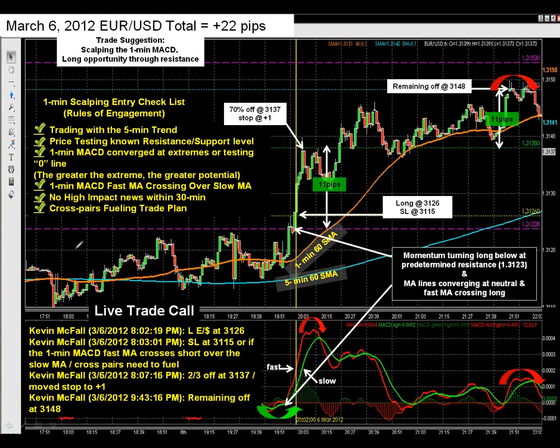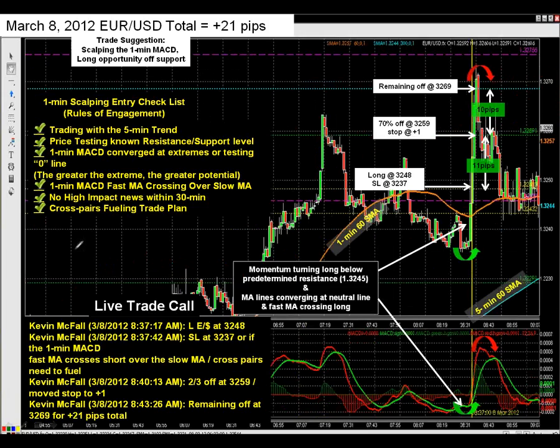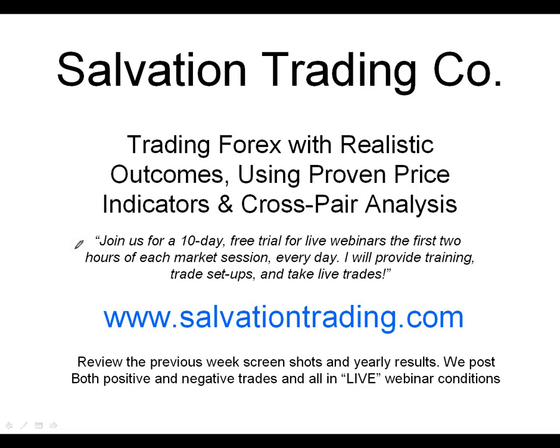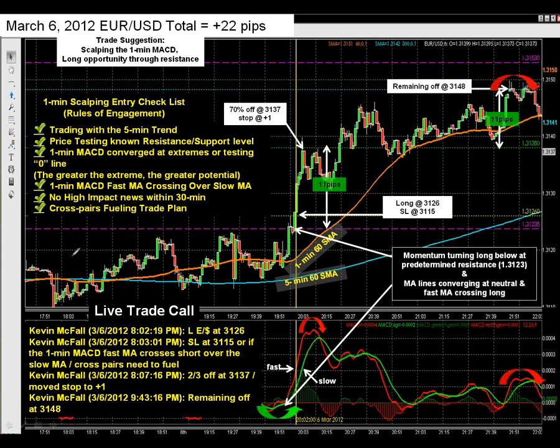So this week, we actually had a decent week. We did, I believe, 144 pips on 7 trades this week. And what I want to do is just highlight one of those trades. This is from March 6th, where we were able to produce 22 pips from the euro dollar. This was done in the Asian session, where we took euro dollar long.